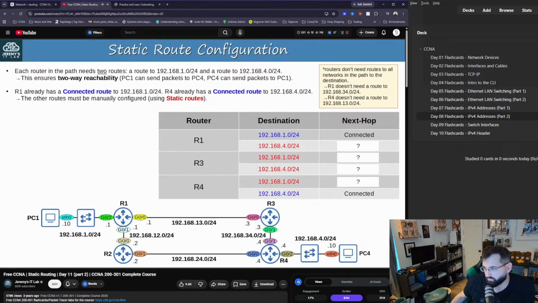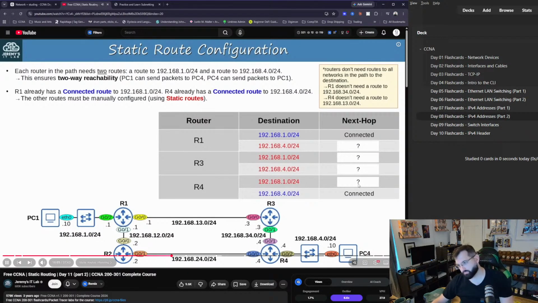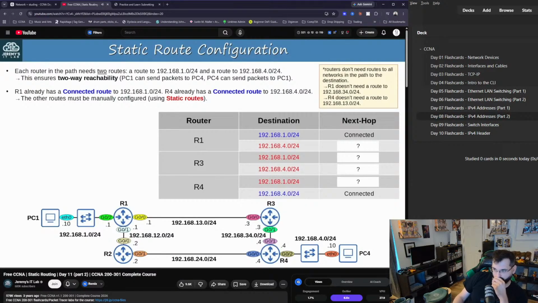Now let's check. For R1 to send a packet to the 192.168.4.0/24 network, what is the correct next hop IP address? Remember, we're using the path via R3 for this video, not the path via R2. The answer is 192.168.13.3. So this is the destination. It's connected, so we don't need to worry about it because it's actually connected to it. So then it goes here, and then it goes here. Okay, hold on. Remember, we're using the path via R3 for this video, not the path via R2.